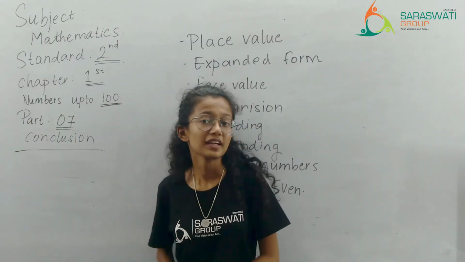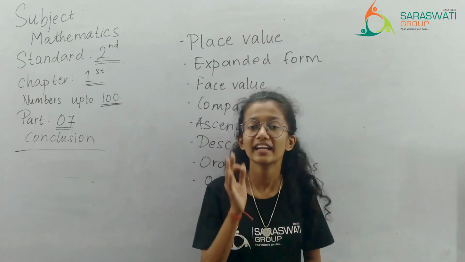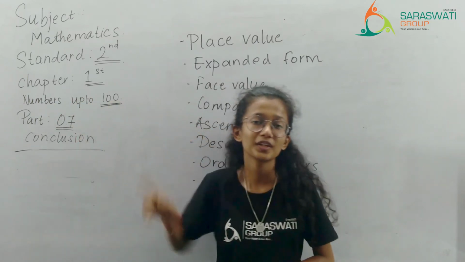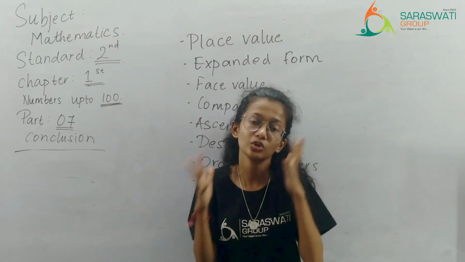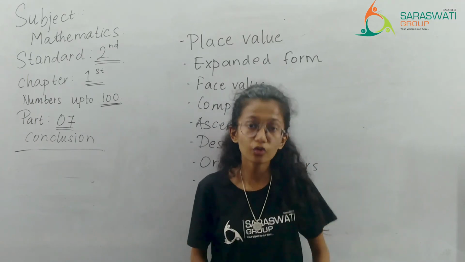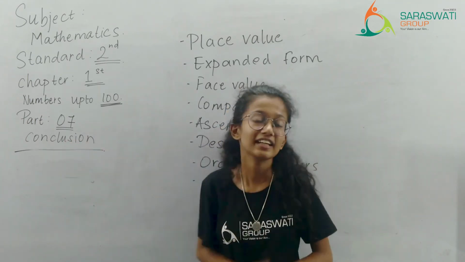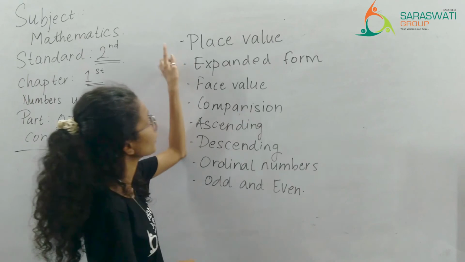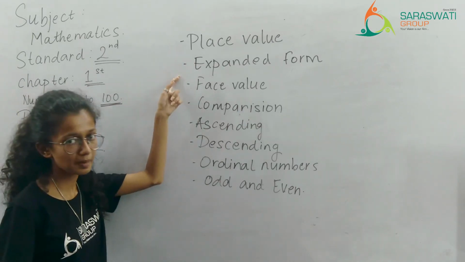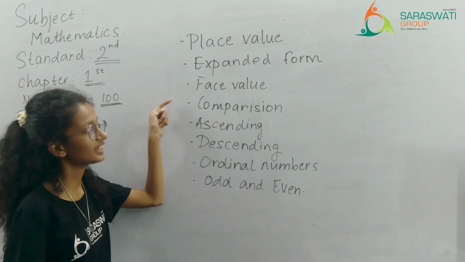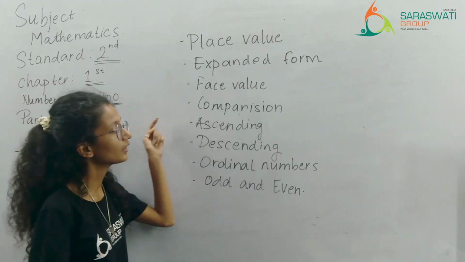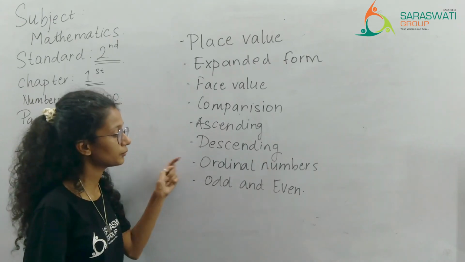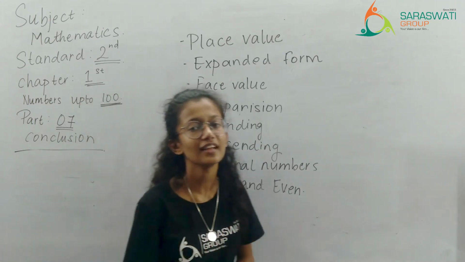So kids, here we come to the end of this video and end of chapter number 1, that is number up to 100. We have clearly understood every topic through video and lastly in this conclusion video. Let's just recap what we have done. We have learned about place value, expanded form, face value, comparison, ascending, descending, ordinal numbers, odd and even numbers.